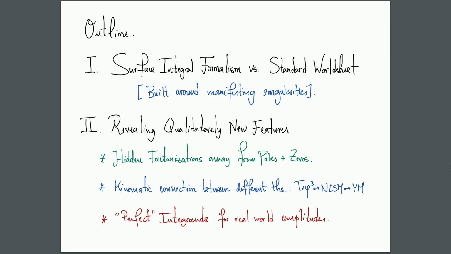standard worldsheet perspective for string amplitudes, and emphasize how the first one is really built around making manifest the behavior around singularities. Then I'll proceed to explain how this different formulation gives us access to qualitatively new features of amplitudes, and I'll start with a new pattern of factorizations away from poles, together with some zeros that are associated with them. Then I'll proceed to an interesting kinematic connection between seemingly different theories: trace phi cube theory, the nonlinear sigma model, and Yang-Mills theory.